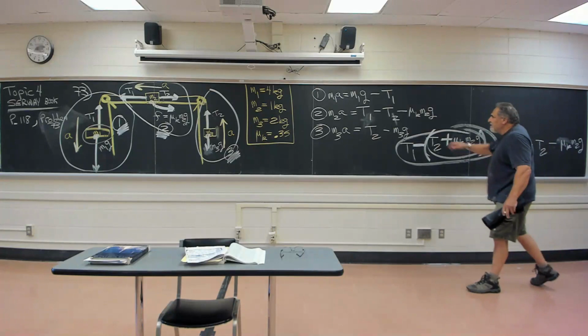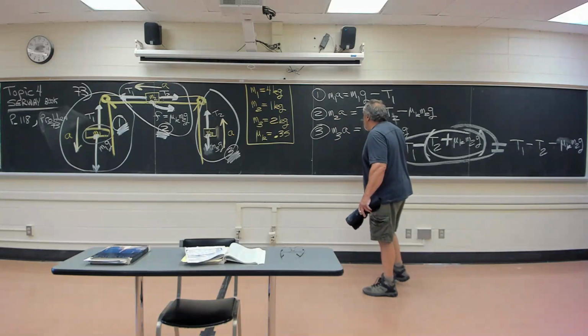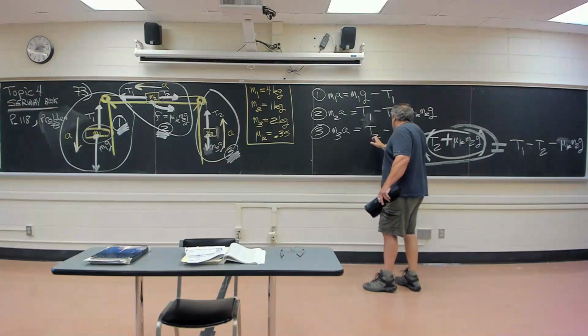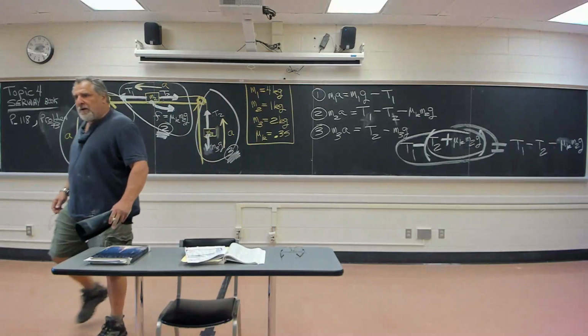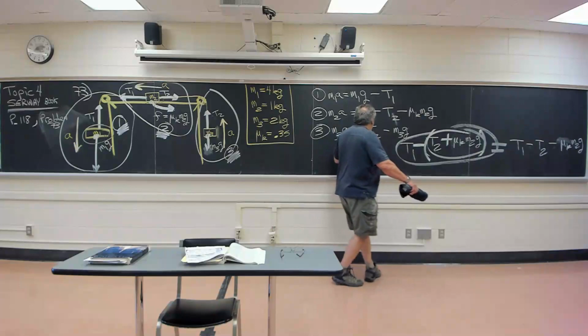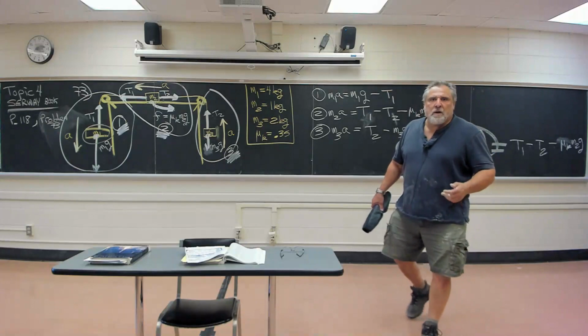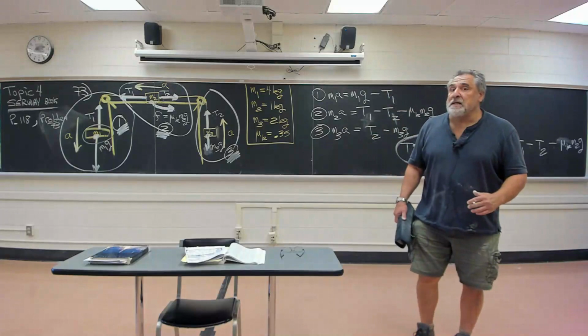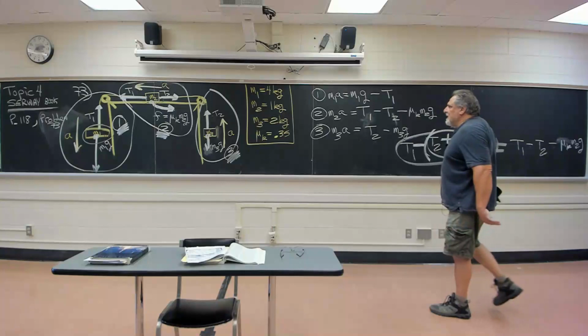It wins, and there's going to be leftward motion on top. This one wins, and there's going to be downward motion to the far left. This one wins, and there's going to be upward motion. So there's basically a counterclockwise motion with the same acceleration A. They already told us what M1, M2, and M3 are, and what mu sub k is. We don't know A, T1, or T2. Three unknowns, and we also have three independent equations in those three unknowns. Three equations and three unknowns, it's a done deal. That's how you solve something like this.